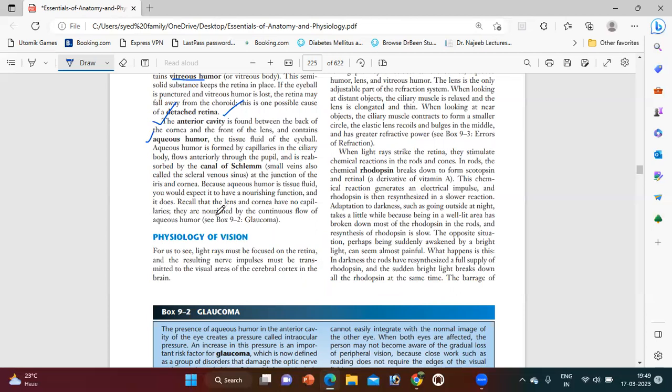At this junction of the iris and cornea, because aqueous humor is a tissue fluid, you would expect it to have a nourishing function. And it does. Recall that the lens and cornea have no capillaries. They are nourished by the continuous flow of the aqueous humor.